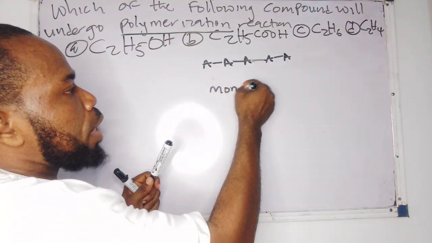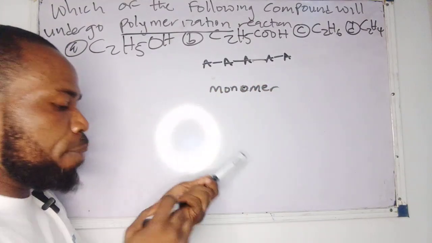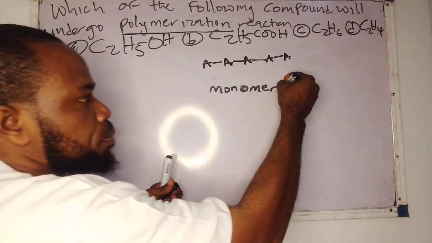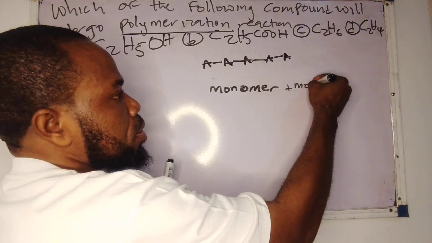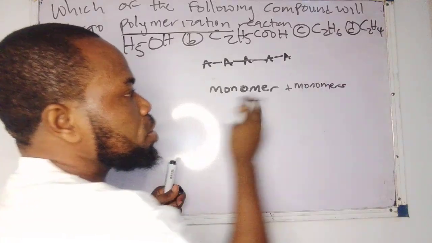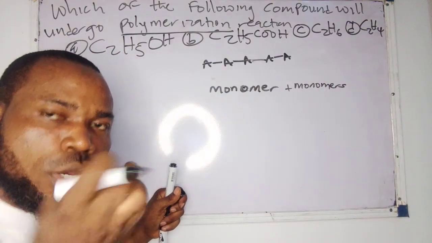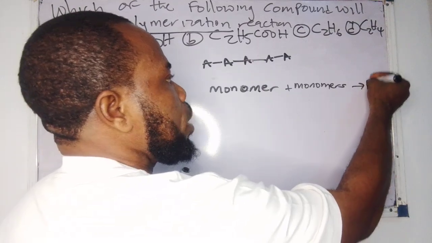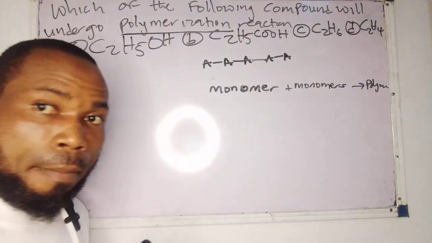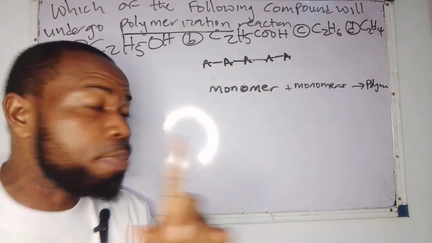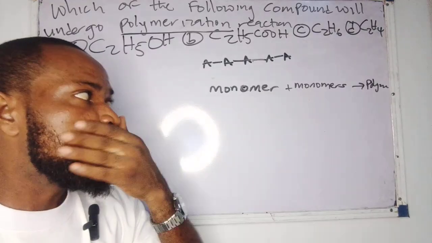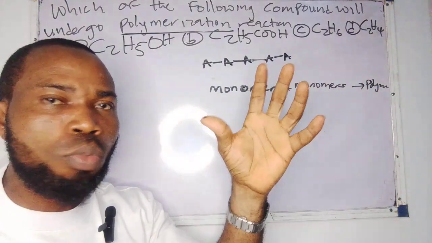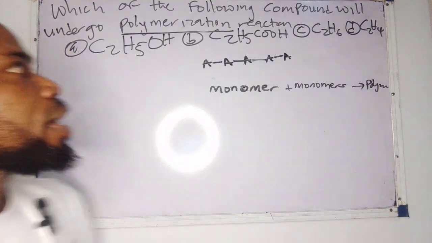So if we want to run through this very fast, it simply means that if we add monomers together, and remember these monomers are small molecules, we are going to have polymers. Now, remember, it must not be two; it shouldn't be two. That means adding many monomers together to form a giant molecule known as a polymer.